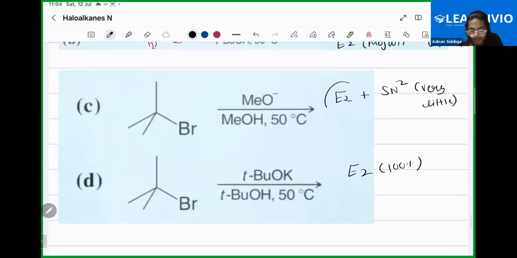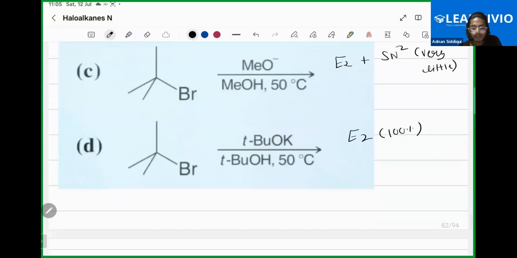So here your E2 is major. There might be some possibility of SN2, but very little. But once you have replaced your base with a bulky one, then all of the product is E2 product, right? Is it clear?